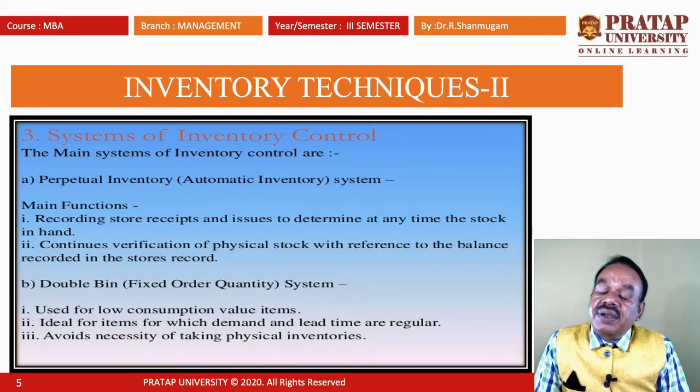Double bin, fixed order quantity system, the second method. The main functions are used for low consumption value items, for example lubricant, nuts, bolts, some small components. It is ideal for items for which demand and lead time are regular, and it avoids the necessity of taking physical inventories.